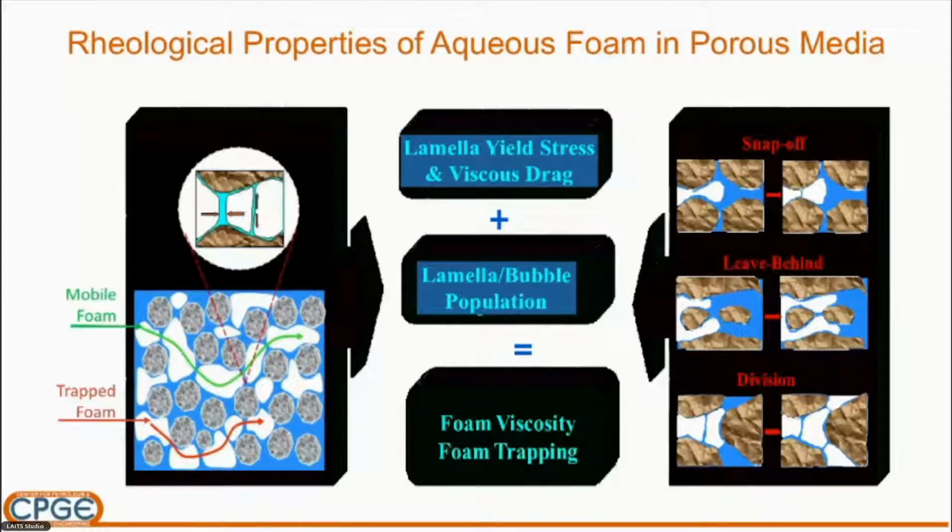And foam can be generated in situ in a porous medium by three well-known mechanisms. One is snapping off long bubble fingers to generate bubbles. The second is leaving behind liquid films as gas fingers advance downstream of the flow. And liquid films or lamellae can divide at division sites in the porous medium. All of these mechanisms can generate foam, and together with individual film properties like yield stress and viscous drag, they determine the foam rheology.